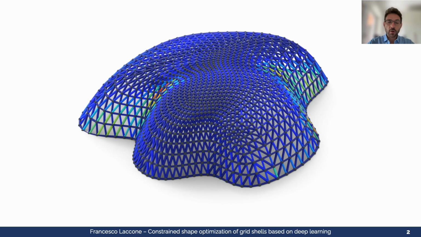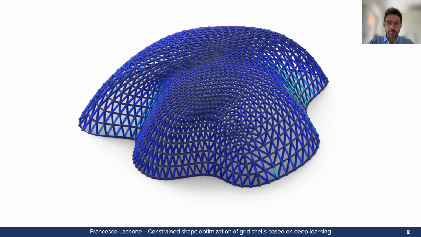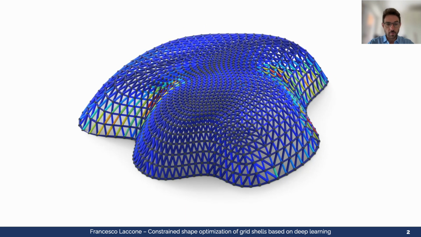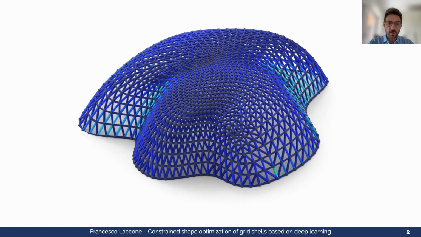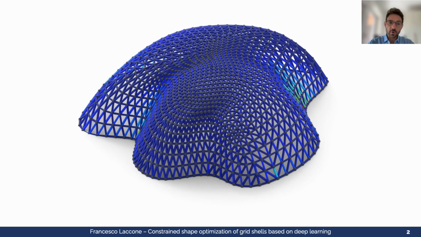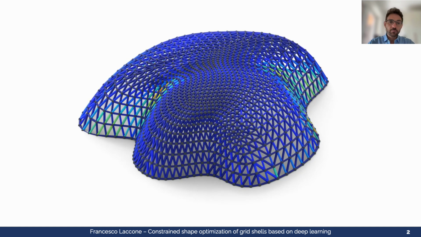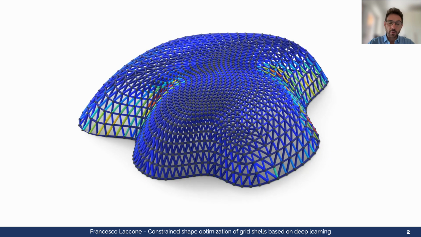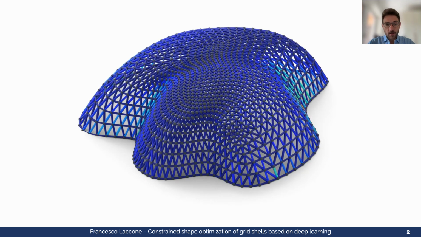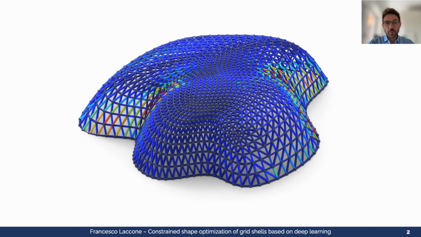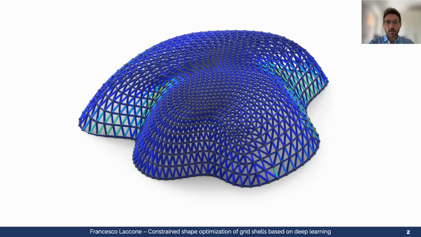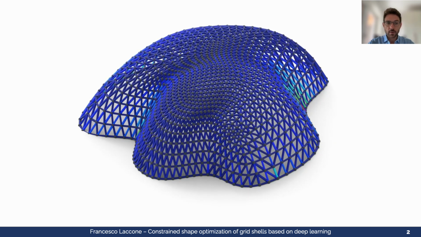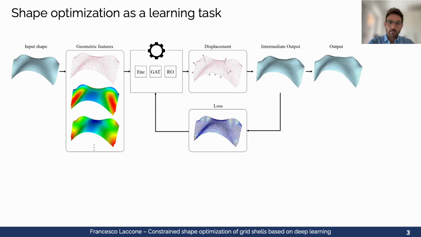In this presentation, I'm going to show you a new method for shape optimization that improves the structural performances, which are the color map in this animation, and the sustainability of grid shells, trying to preserve the main geometric features as much as possible. Grid shells are architectural structures whose geometry is based on a mesh and in which the edges define the load-bearing beams.